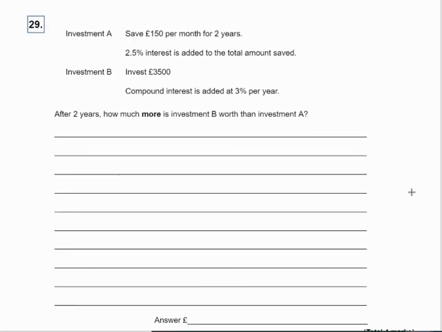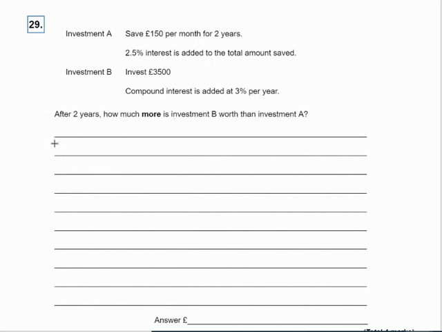Right, next. Investment A, save £150 per month for 2 years. 2.5% interest is added to the total amount saved. Investment B, invest £3,500. Compound interest is added at 3% per year. After 2 years, how much more is investment B than investment A?